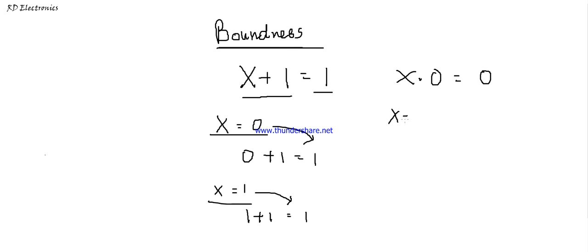And this is very simple. If we consider x equal to 0, then we already know that the logical AND operation performed between 0 and 0 equals 0, and if x equal to 1, then the logical operation performed between 1 and 0 equals 0. So this is called the boundedness theorem or closure of identity elements. Okay, it's a very easy theorem.